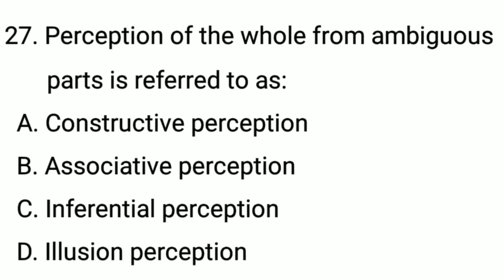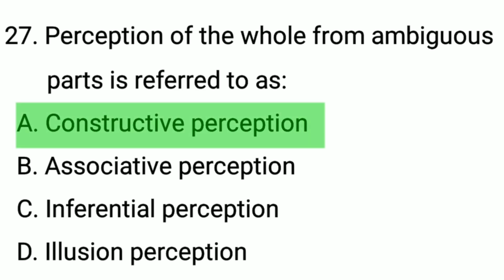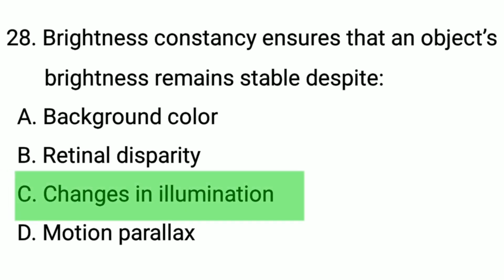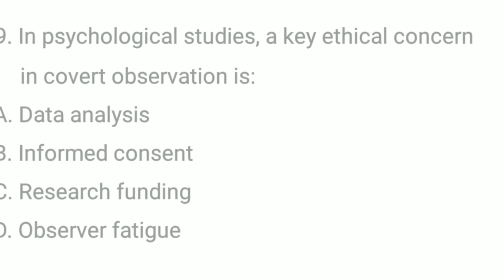Question number 27. Perception of the whole from ambiguous parts is referred to as. The right option is option A, constructive perception. Question number 28. Brightness constancy ensures that an object's brightness remains stable despite. The right option is option C, change in illumination.